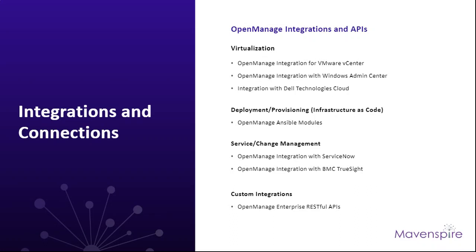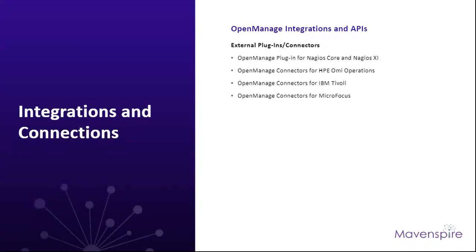And if anything on here is not what you are currently using, everything is supported through RESTful API, which gives you enhanced usability through customization of whatever your management needs are as an organization. And it's all open with support of industry-leading software vendors. And to touch on some of the additional plugins and connectors, Nagios is a direct plugin to the interface. And if you're an HPE OMi operations user, or IBM Tivoli user, or a Micro Focus user, there are connectors with OpenManage that will directly tie into those systems so that you can transfer data to and from.